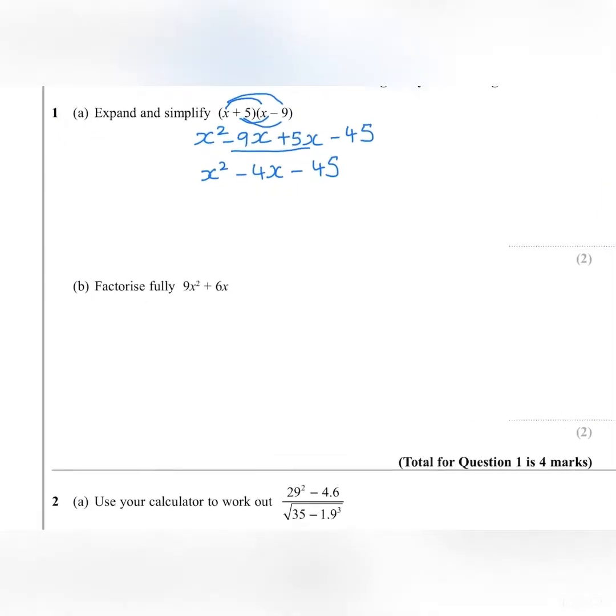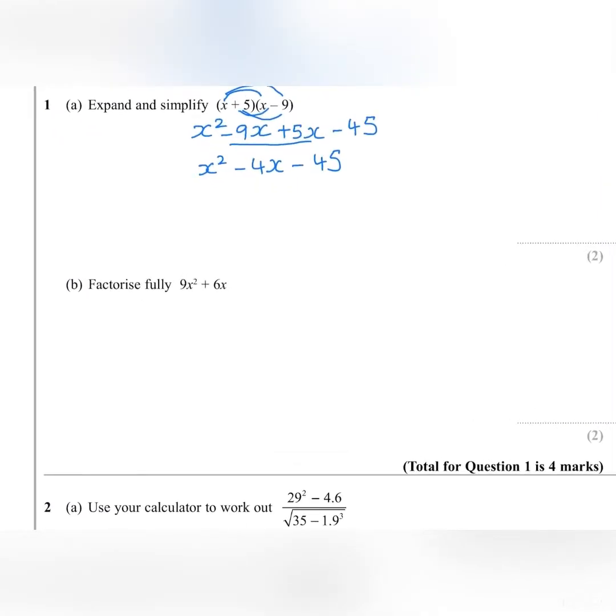Now part B says factorize fully 9x squared plus 6x. So we look for the common factor between both terms. We have a number common factor: the highest common factor is 3, and then we also have a common factor of x. So that goes outside the bracket, and 3x times 3x would be 9x squared, and then plus 2, because 3x times 2 is 6x.